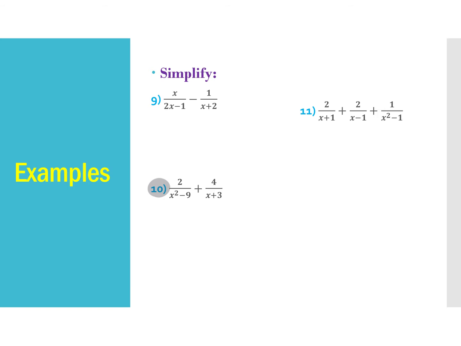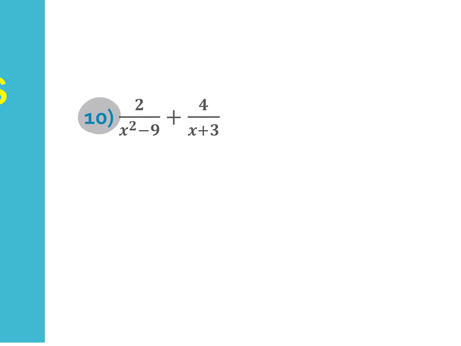Now let's jump to 10. So what's different with this one than was before? It's x squared minus 9, which is factorable. So I'm going to look at my denominators. I'm going to make sure it's not factorable. This time it is. I'm going to factor it. X plus 3, x minus 3. So what's my least common denominator? X plus 3 and x minus 3.